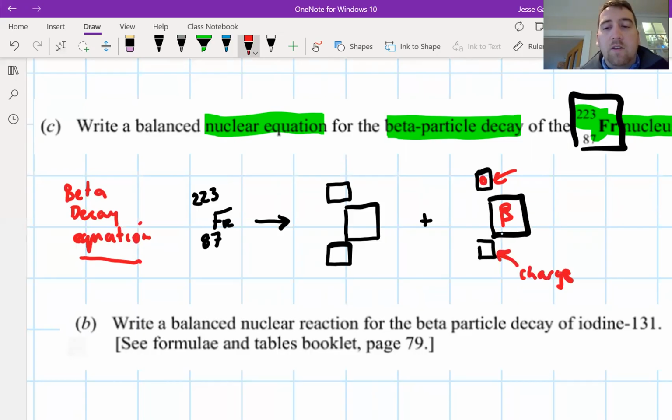Pause the video, do that now if you haven't done it already. All right, so a beta particle has a charge of -1 and it has a mass of 0. Okay. So now that we know this, we need to work out what happened over here. So you've got to put in a symbol.